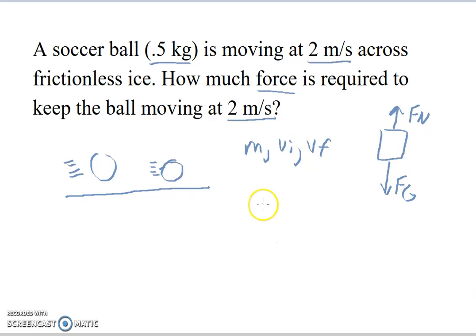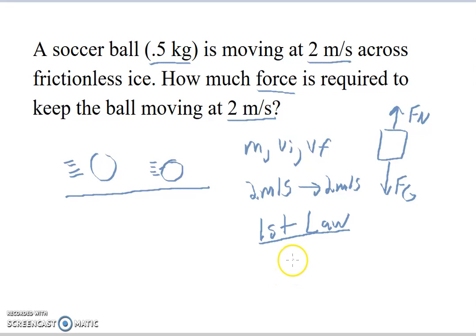So if it's at 2 meters a second, we want to keep it at 2 meters a second. Technically, we don't have to do anything, right? Because if you have an object moving at 2 meters a second, the first law says it's going to stay at 2 meters a second unless something causes it to slow down. So again, there's no friction, and we're not going to take into account air resistance unless it explicitly says. So it's going to keep at 2 meters a second pretty much forever unless it runs into something. So what do we have to do to keep it going at 2 meters a second? Nothing. The first law says it's going to keep doing what it was doing before because there's nothing stopping it. So how much force is required? There is no force required. Technically, there's 0 newtons.